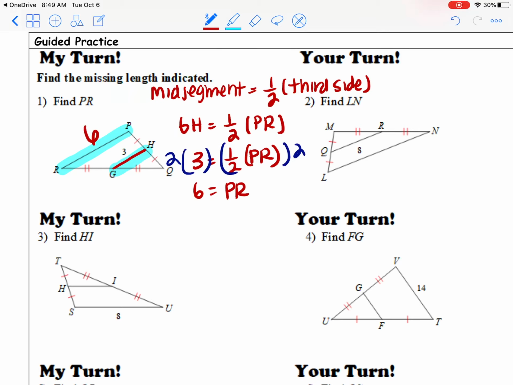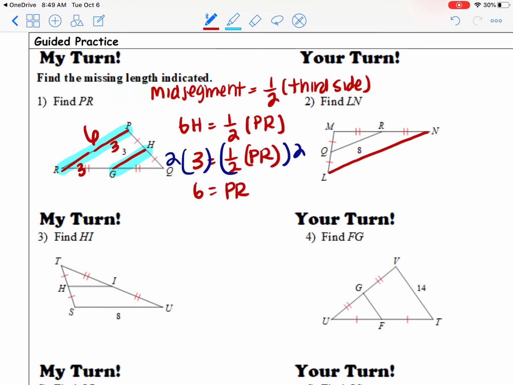Because this is half of the third side. So we have here 3. And then if we were to complete these segments, we have another 3. So 3 plus 3 is 6. All right, let's go ahead and move on with the next problem.